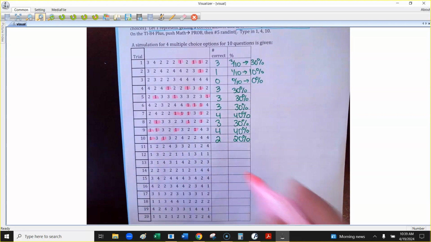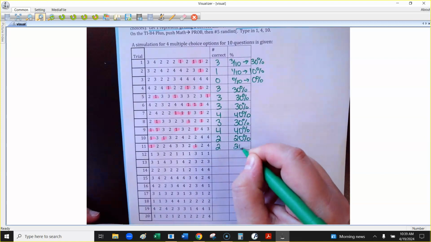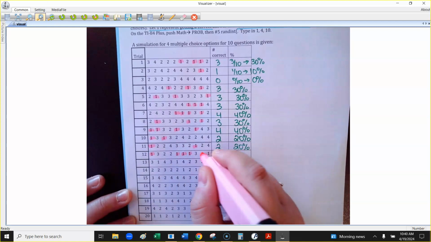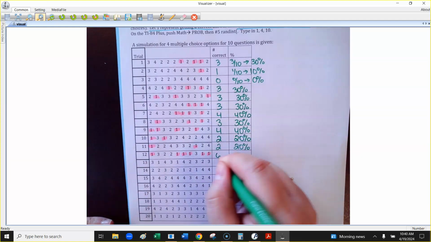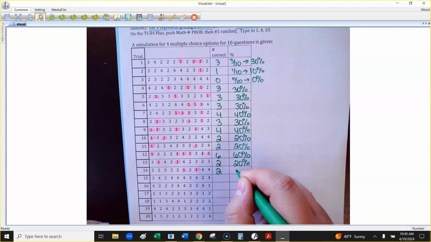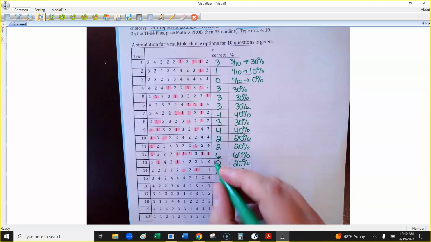Person number 11 also only got 2 correct. So these people guessing is not a great strategy for your grade here. Let's see, now person number 12. 1, 2, 3, 4, 5, 6. This person got 6 correct. Person number 13, 1, 2. And then if we had more trials, then we'd have more information. We just did 20 here. So a lot of people are doing, this person, number 15, didn't get anything correct.